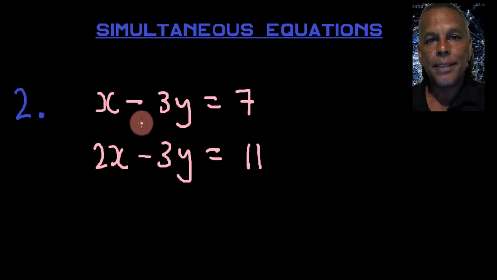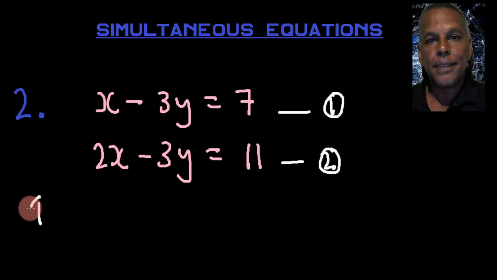We have to solve these simultaneous equations. We notice that the coefficients of the y's in both equations are negative 3. So the y's have the same coefficient, and that means that when we subtract the equations, the y's will cancel, and we can solve for x. So we can call this equation 1, and the second equation equation 2. We're going to say equation 1 minus equation 2.